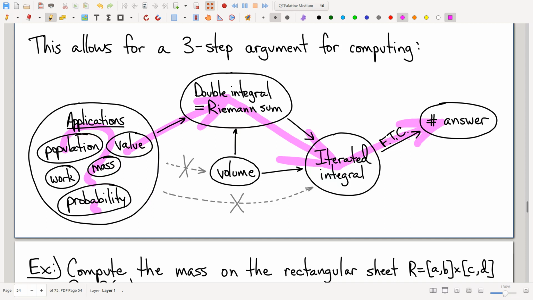Is that cool? And just a quick reminder, you absolutely cannot say, I'm going to compute mass as volume. That doesn't hold any water. There's no argument there. That's a baseless assertion, which happens to be true, but it's still a baseless assertion. And you also can't just immediately write down, mass is an iterated integral. Now, again, it doesn't hold water. That argument doesn't make any sense.